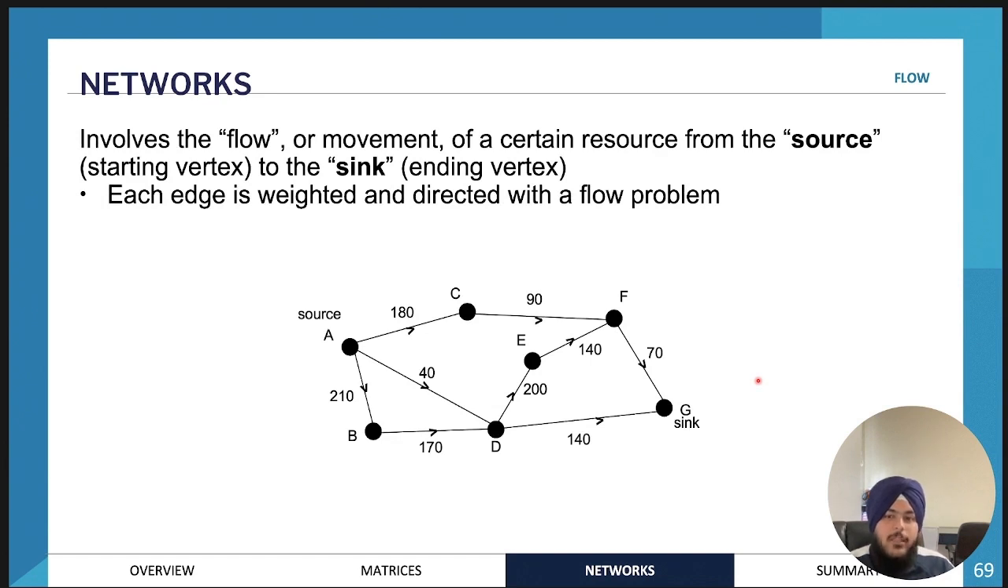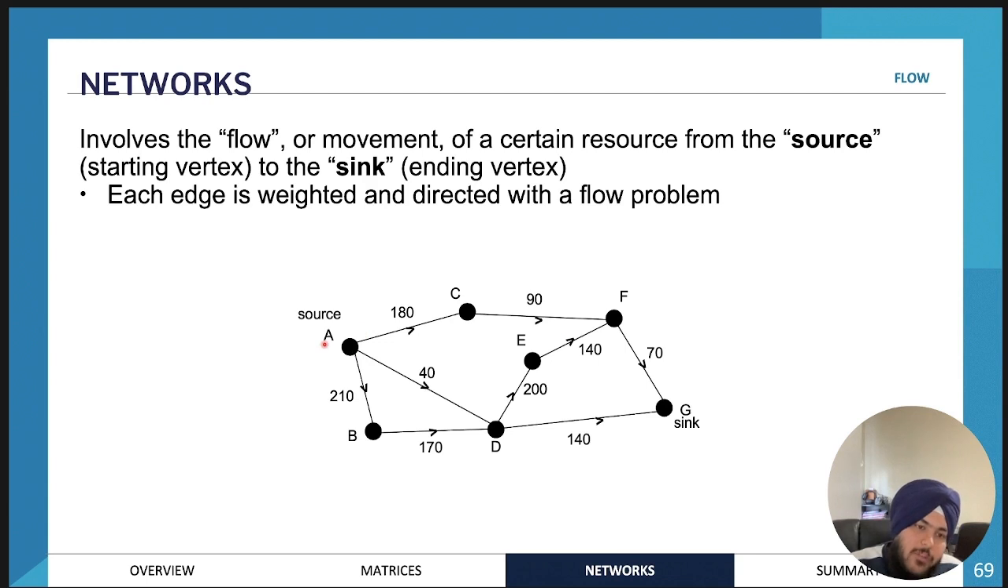Okay, so next we'll be looking at network flow. So network flow is essentially a type of question that you're going to get in the exam, where we'll be looking at a type of flow of something. So it might be, for example, the flow of water, or sometimes you might get the flow of people, or the flow of certain items or certain things.